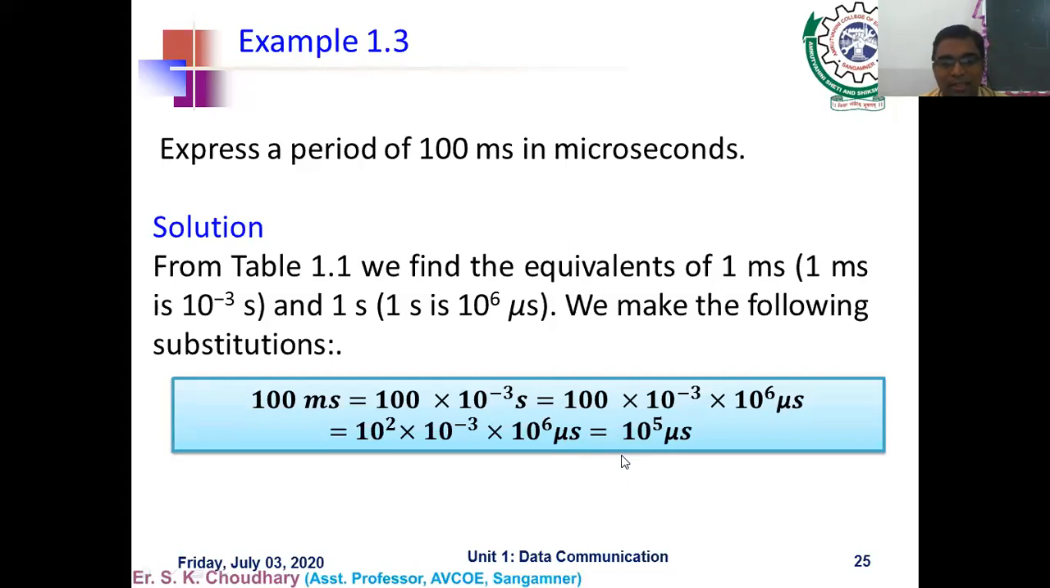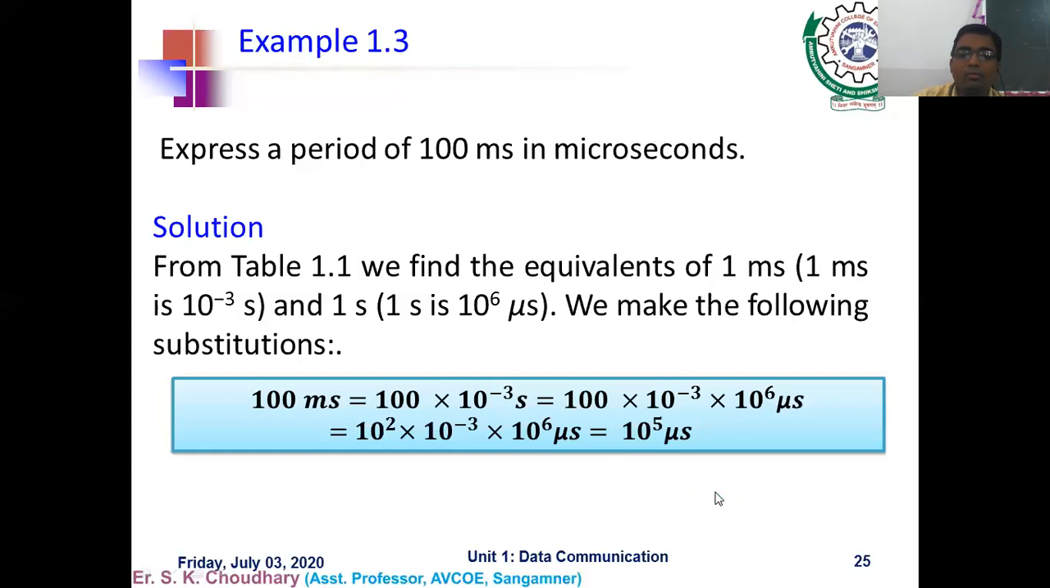100 into 10 to the power minus 3. It is simple mathematics because a millisecond is given. To convert it into microsecond, first you have to convert into seconds, and from seconds you convert into microsecond. We know that 1 microsecond is 10 to the power minus 6 seconds, so we multiply with the opposite term, 10 to the power 6 microsecond. Then the unit is converted into microsecond. Now 10 to the power 5 microsecond is the correct answer. Is it clear? It is very simple mathematics.